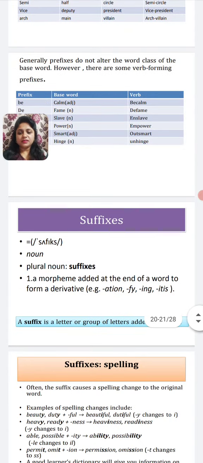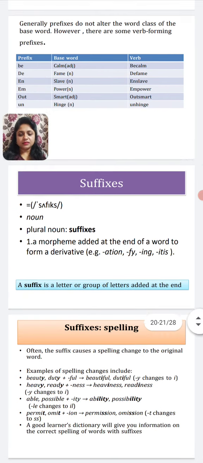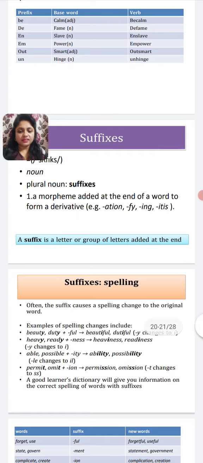So what is a suffix? Suffix, the meaning of this word is adding a morpheme at the end or adding letters at the end. A suffix is a letter or group of letters added at the end. See certain examples: ian, fy, ing, ist. When we make plural, at that time we use suffixes. When we use ing in a particular verb, that is also called a suffix.